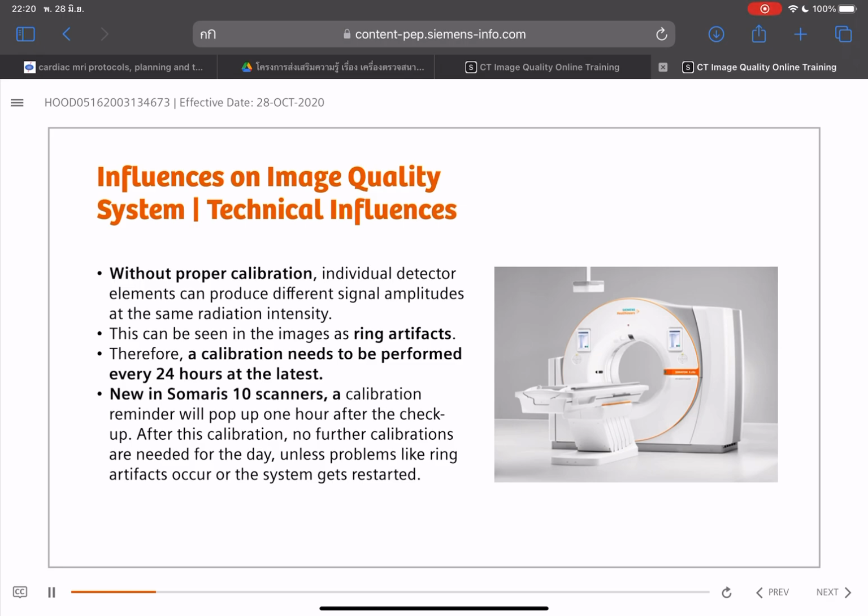CT scanners must be calibrated every 24 hours to ensure good image quality. If no calibration is performed, individual detectors can produce different signal amplitudes at the same radiation intensity, and the already mentioned ring artifacts will appear in the images. A new feature in Somaris 10 scanners is that a calibration reminder will pop up 1 hour after the checkup. After this calibration, no further calibrations are needed for the day, unless problems like ring artifacts occur, or the system gets restarted.